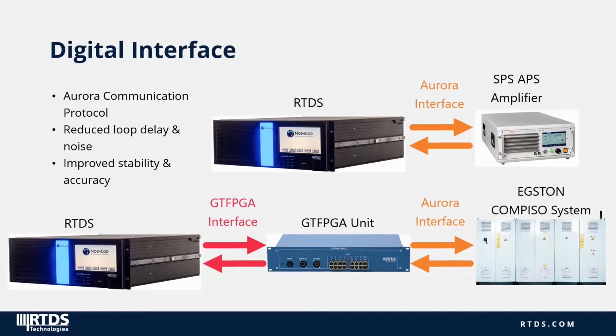So what I've shown here are the two digital interfaces that we have. In the figure above, we can see a digital interface between the RTDS and the SPS APS amplifiers from Spitzenberger and Spies. We also have a digital interface with the Egston PiezoSystem. In this interface, we require the use of a GTFPGA unit between the RTDS and the Egston system. More about these interfaces in a moment.